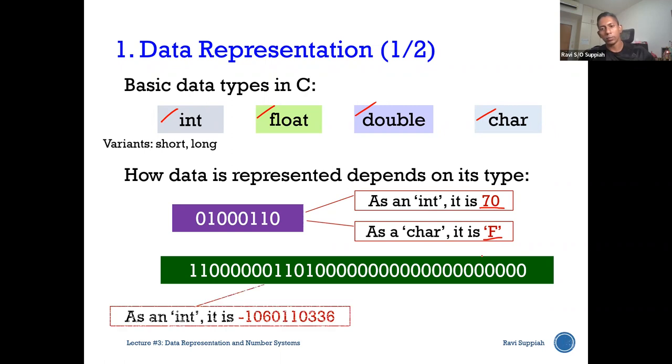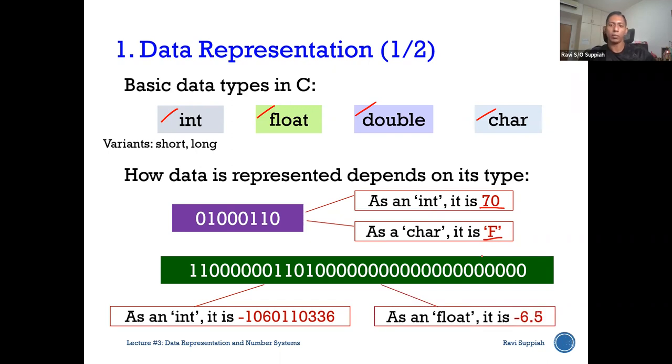If I look at this 32-bit string over here and treat it as an integer, I get this number, -1060, and so on. At the same time, I can also treat it as a float and interpret it as -6.5. At first glance, this may seem a bit confusing if you have not seen this before. What we are trying to show is that I'm looking at the same ones and zeros, yet I'm interpreting them differently depending on how I classify them.